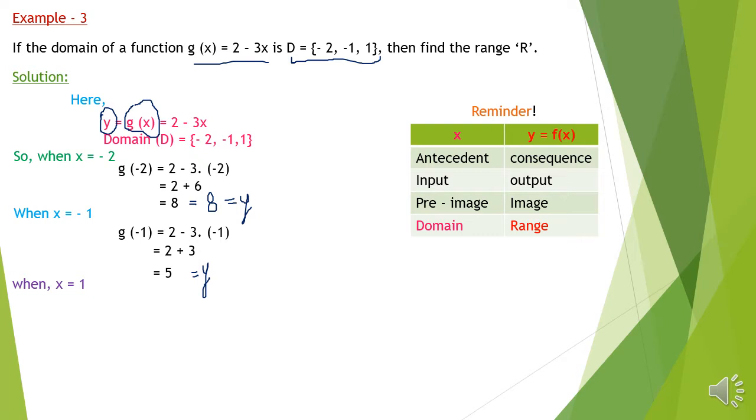And when x is equal to 1, you can see g(1) = 2 - 3(1). You can see in our function it is x right here, so x is replaced by 1, and 2 minus 3 is -1. Now we have found all the y, and the collection of y is our range. So the range is 8, 5 and -1. This is an important question, one of the important questions.